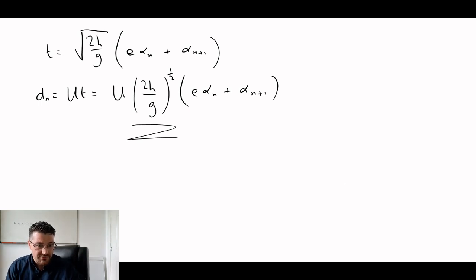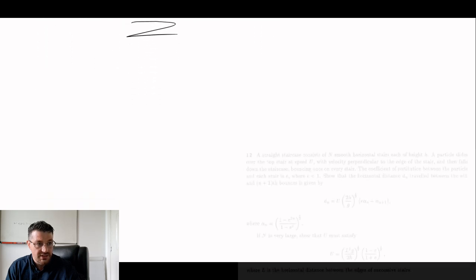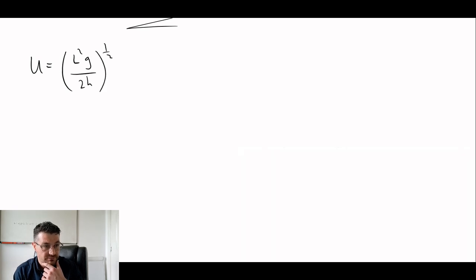But the next part's not too bad, really. It's not too difficult. So, if n is very large, show that u must satisfy this equation. u is equal to, what is it? L squared g over 2h, to the power of a half, times (1 minus e over 1 plus e) to the half.